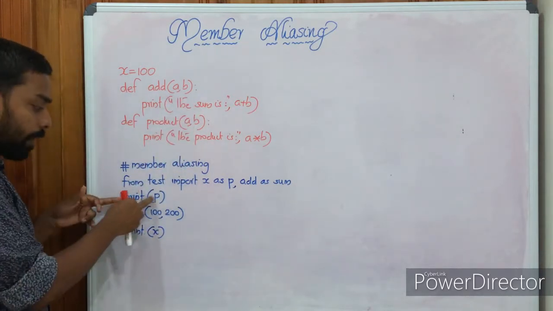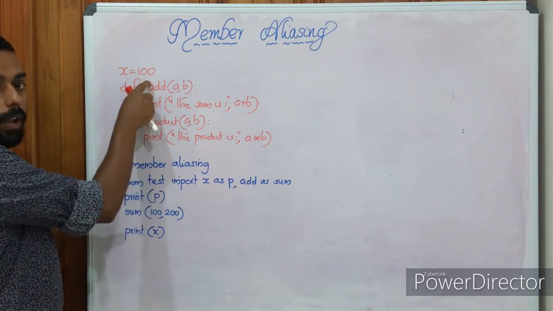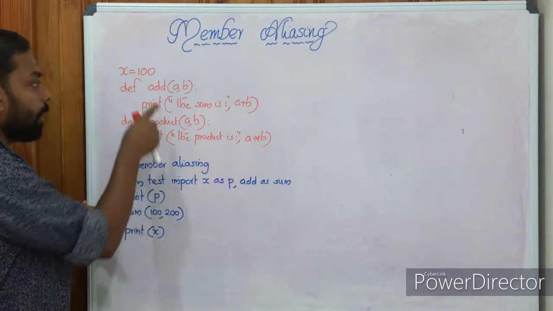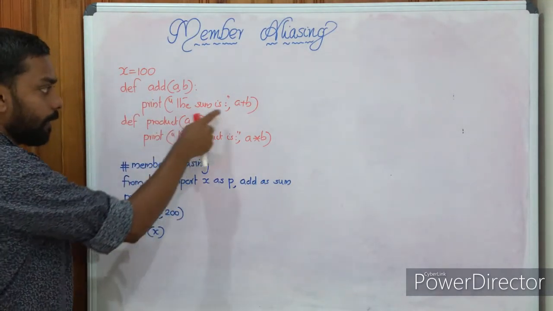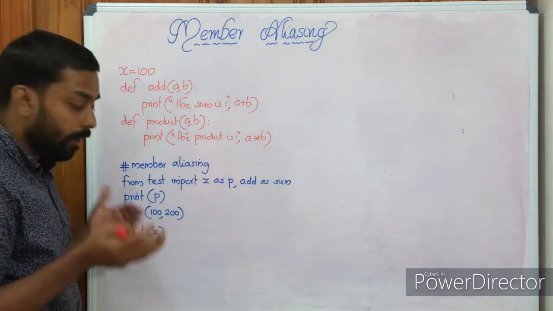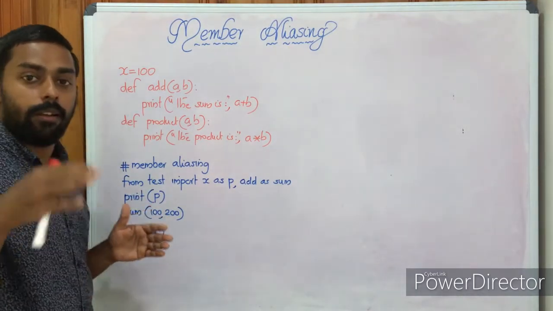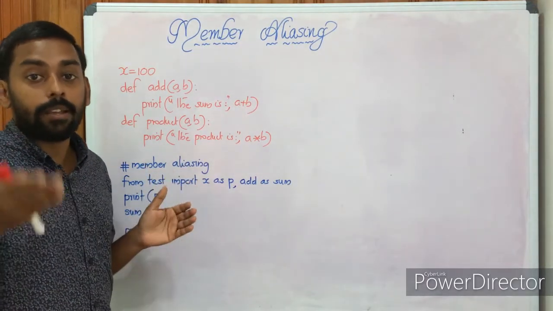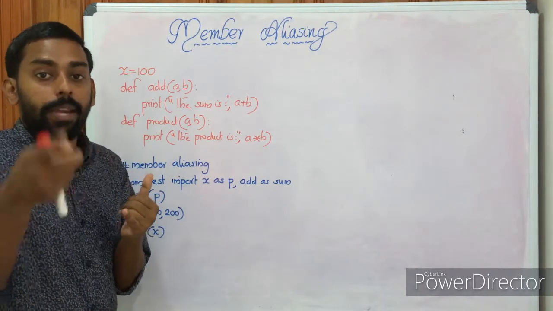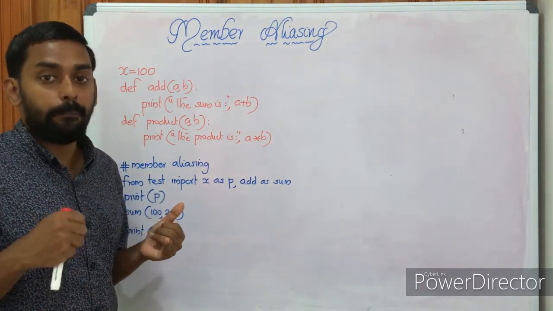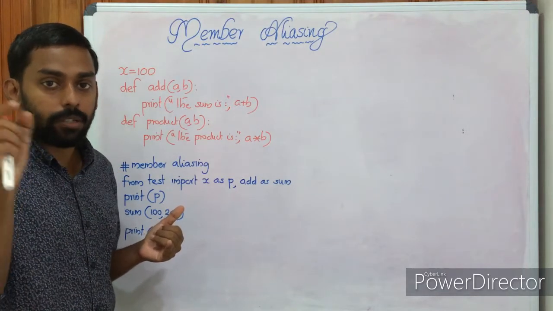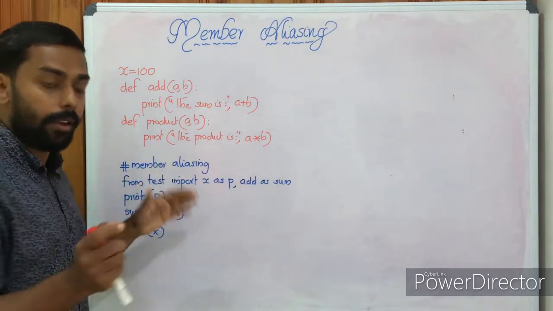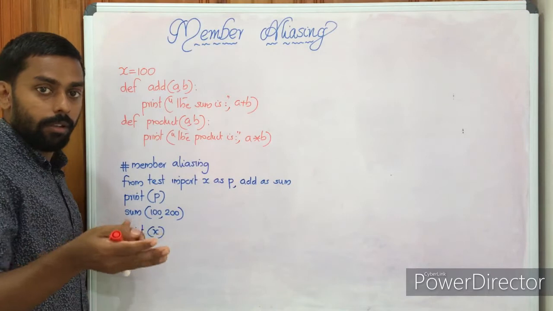It will be passed to this function and it prints 300, right? So here it prints 100, the value of x, because p is the alias name of x, and sum is the alias name of add. So it prints the sum is 100 plus 200, it is 300. Okay, so this is how we can alias the members in a module. Here we have aliased x as p, and add, which is a function, is aliased as sum, right?